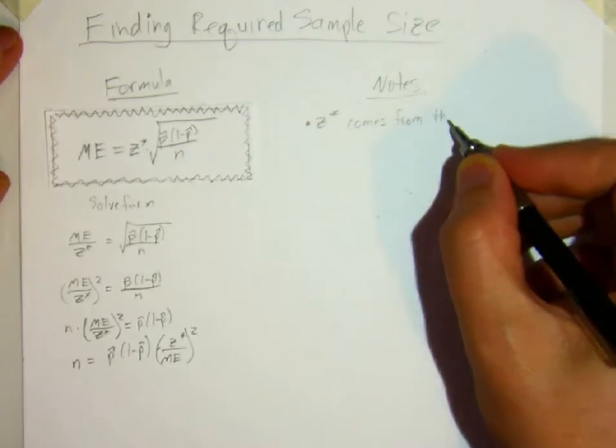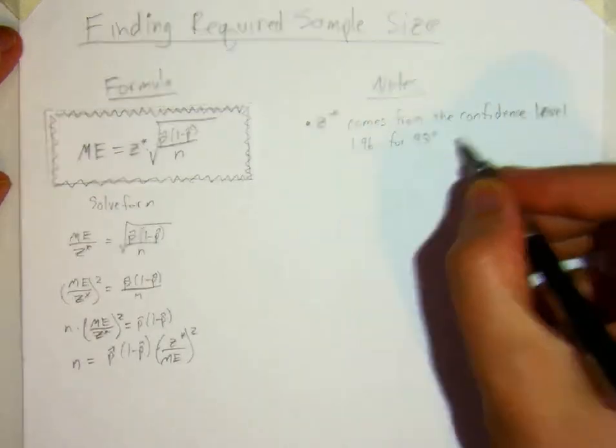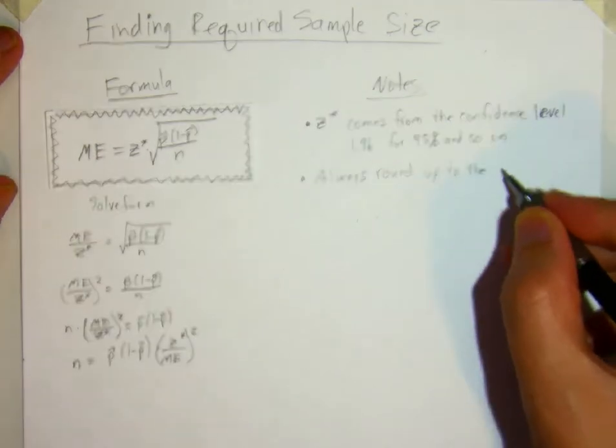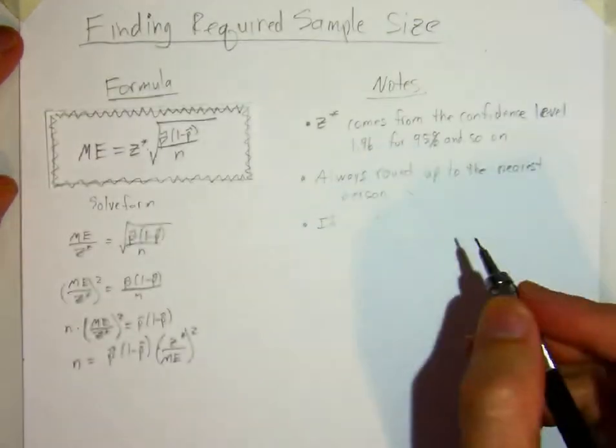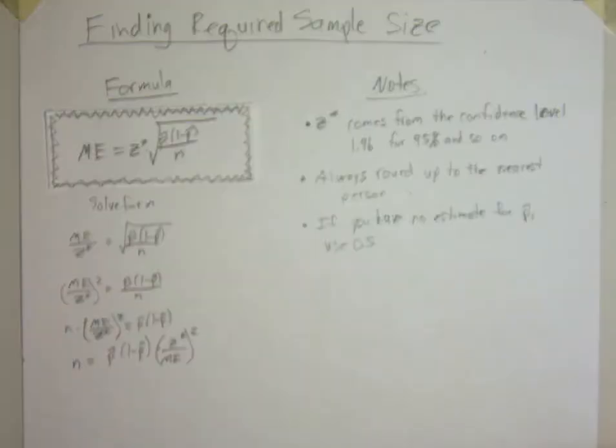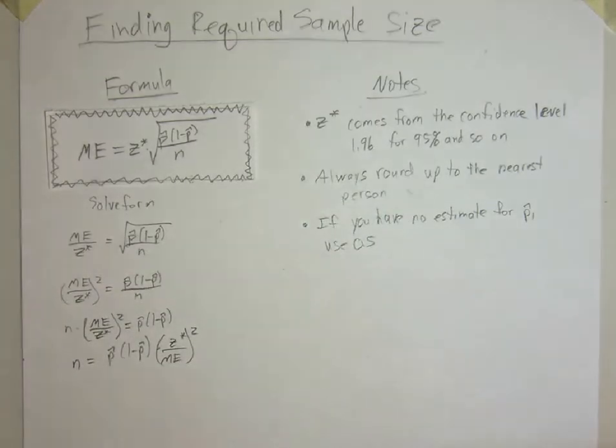Z star comes from the confidence level, so use 1.96 for 95% and so on. Always round up to the nearest person. And if you have no estimate for p hat, use 0.5. So we have the formula, we have the notes, let's do an example.